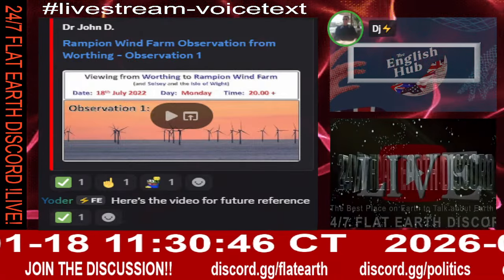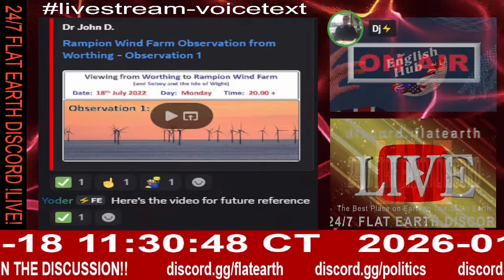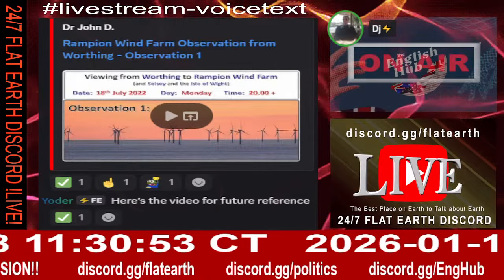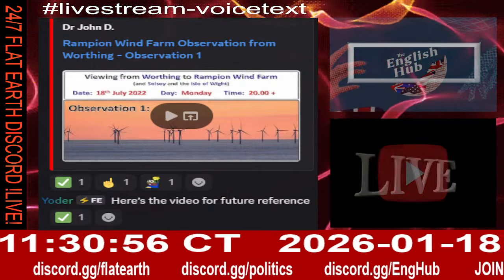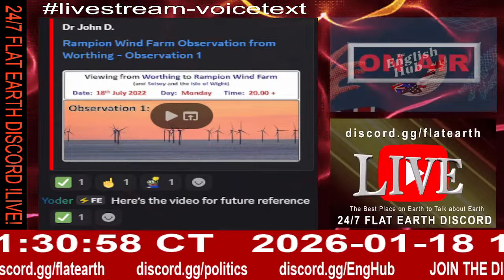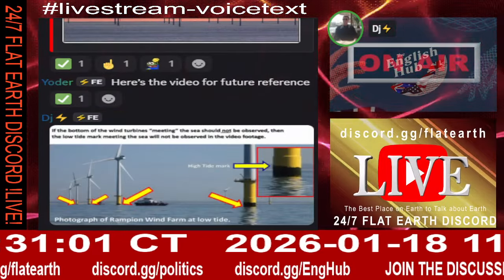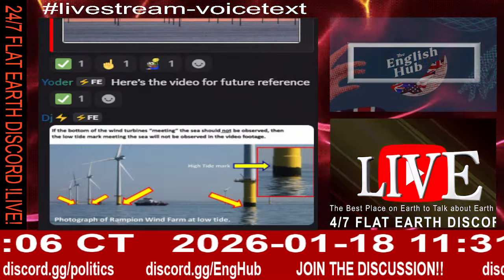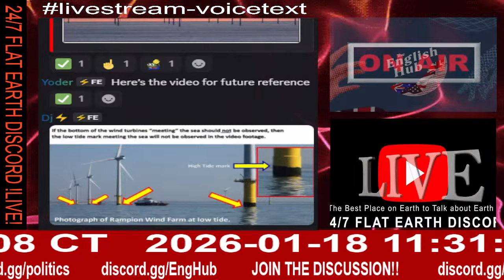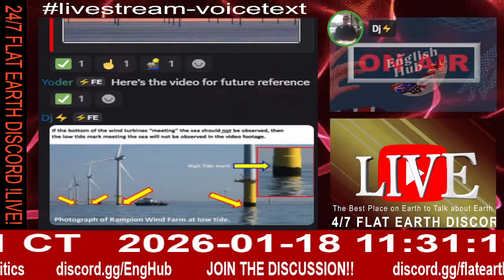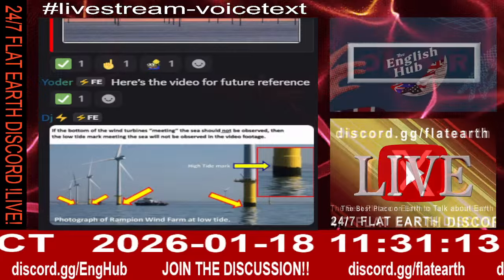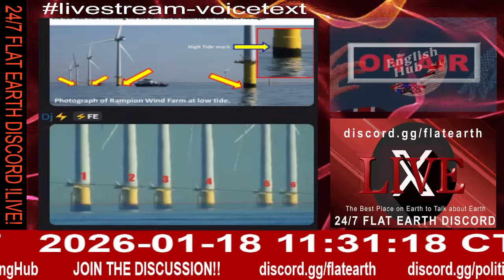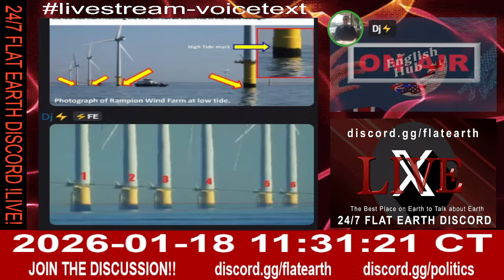Okay, so let me show you a couple more images in relation to that observation. I just want to show you what the windmills look like close up. So this is just a random photo of the same windmills from close up. When it's low tide, you can see the black paint at the bottom. And just quickly, this is from the observation. So we can see the black paint at the bottom. So yeah, we can see the whole thing.